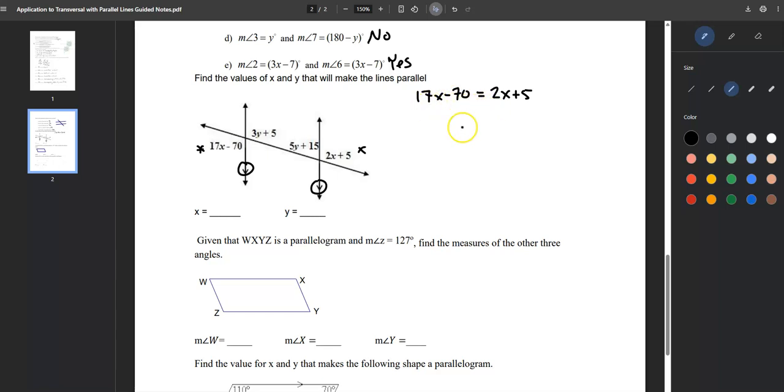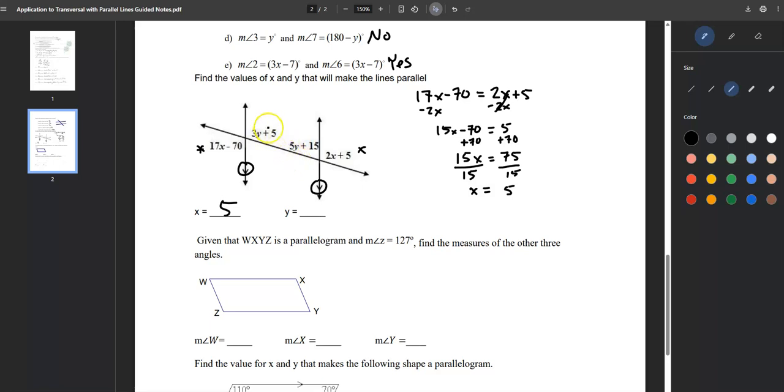So now this is just solving a multi-step equation like I did before. So I'm going to minus the 2x. What I do to one side, I have to do the other side. That gives me 15x minus 70 equals 5. Then I'm going to add the 70, and that'll give me 15x equals, again, 75. And then I'm going to divide by 15 at that point in time. So divide this by 15, divide this by 15, and that'll give me x is equal to 5. Okay? So I've got 5 for this one.